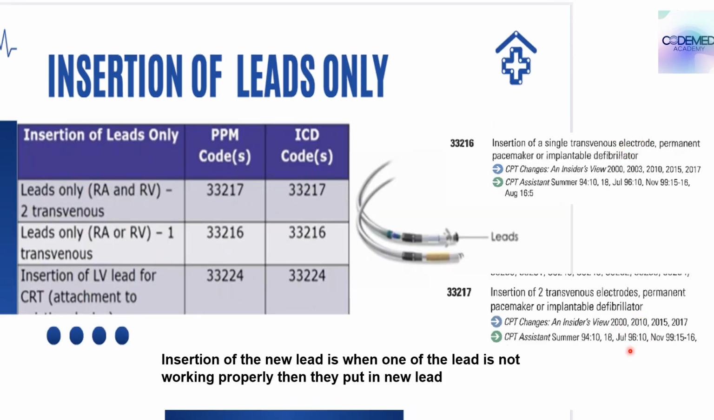Now, insertion of a new lead is when one of the leads is not working properly, then they put in a new lead. And if you pay attention, the codes vary. If you are putting two leads, then the code is 33217. If there is only one lead, the code is 33216. And if you are putting the LV lead, it depends whether you are putting it in the already existing system, or putting it with the new system itself. If it is an already existing system, it is 33224. And if I am putting the LV lead along with the new system, then I will code for the regular system plus the add-on code for the additional lead.